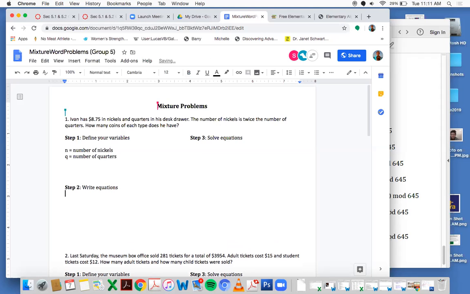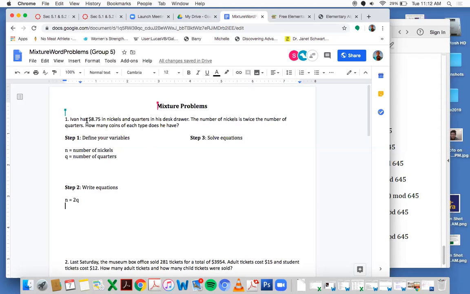Now we're going to write the equations. We read the problem and see it gives me a couple of pieces of information. First, it says that the number of nickels is twice the number of quarters. So how would I write that? The number of nickels, N, is twice the number of quarters, so that would be N = 2Q. That's one equation. The second equation says that the total amount of money is $8.75. So if I add the money in nickels plus the money in quarters, that will give me $8.75.